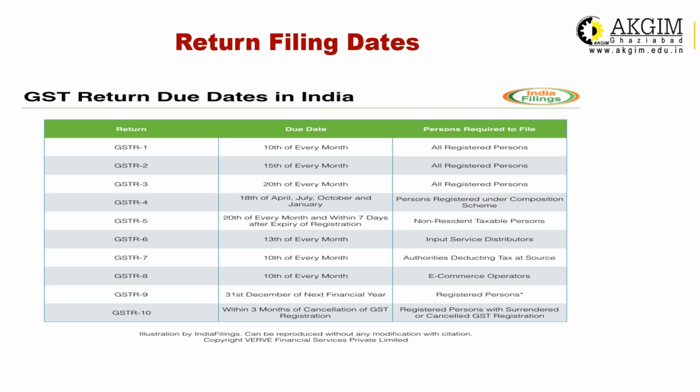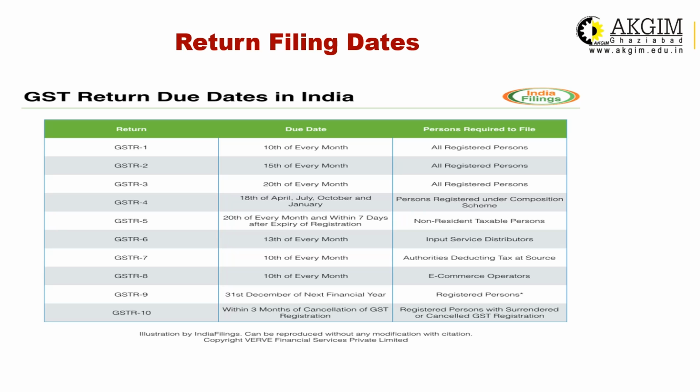These are the types of GST returns which are required to be filed by the different taxpayers and their relative due dates. For GSTR1, R stands for return, the due date is the 10th of every month and it should be filed by all the registered persons. Similarly for GSTR2, the date is the 15th of every month. It is also required to be filed by all the registered persons. GSTR3, the 20th of every month, is required to be filed by all the persons.